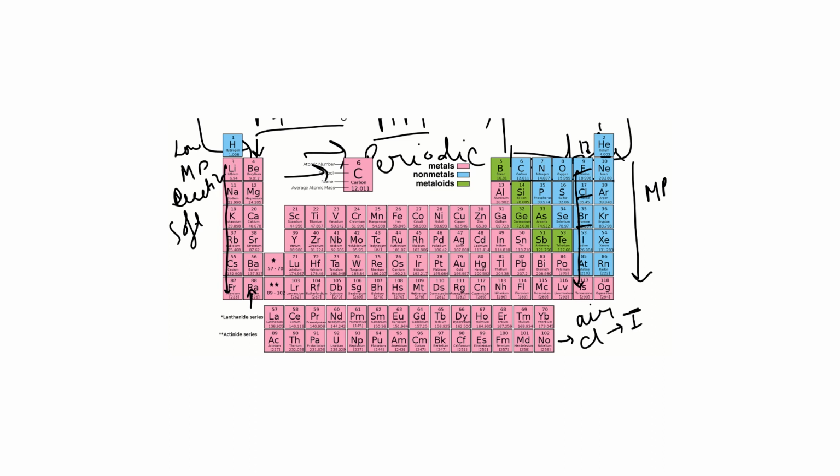Now group number 18 are the noble gases. They are colorless and odorless gases at room temperature, and they are non-reactive. Let's take the example of argon gas. We use this gas in bulbs. Why? Because it prevents the filament metal from corrosion and increases the life of the filament.